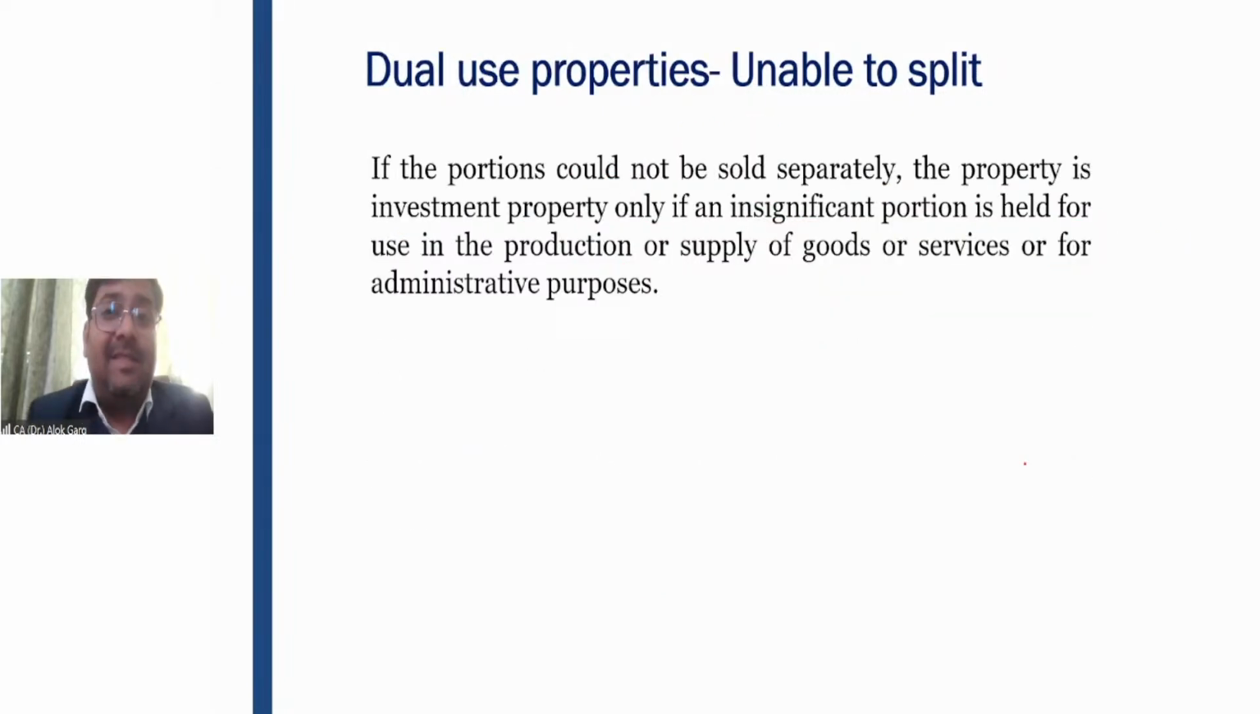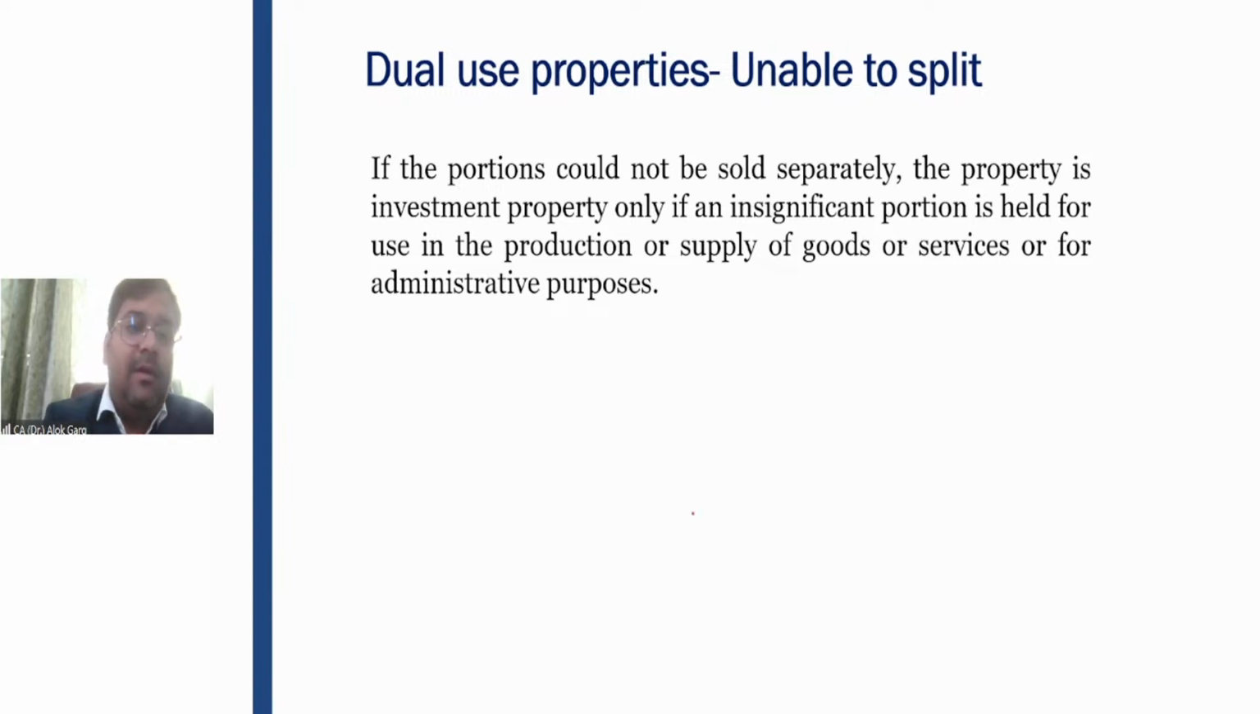Dual use property is there, but it is unable to be split, right? In that case, what happens? If the portions could not be sold separately, the property is investment property only if an insignificant portion is held for use in the production or supply of goods or services or for administrative purposes.